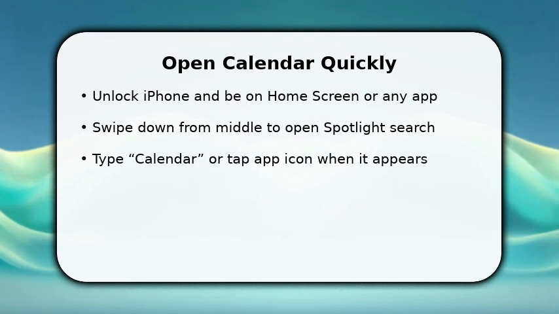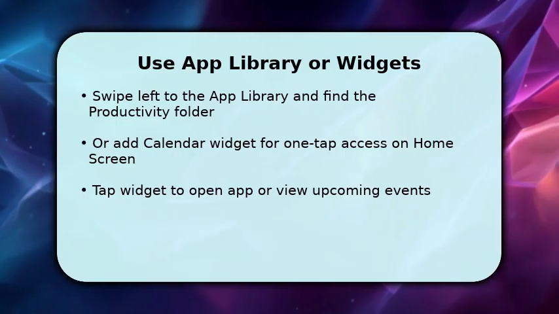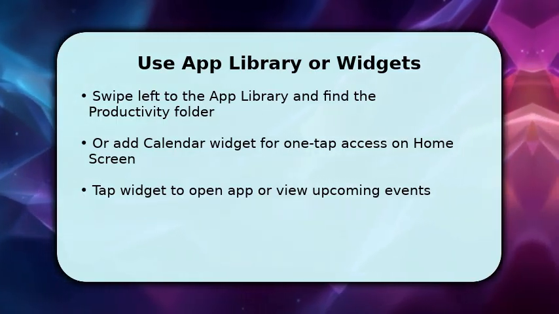If Spotlight didn't work, swipe left past your last home screen to reach the app library. Locate the Productivity or Recently Added group and tap Calendar to open it.